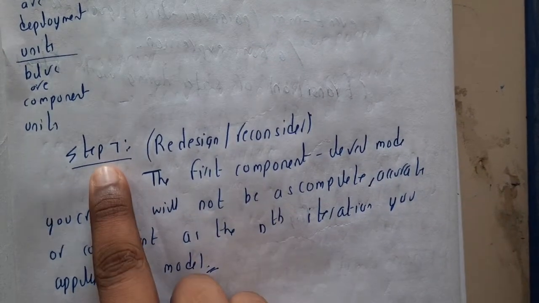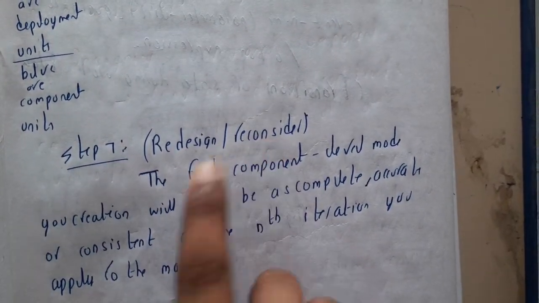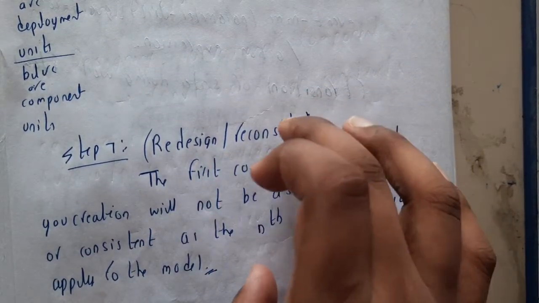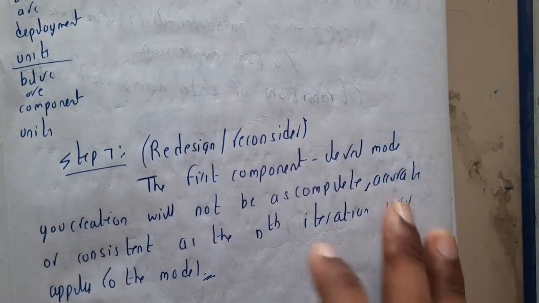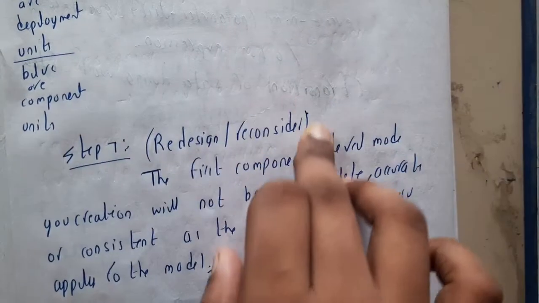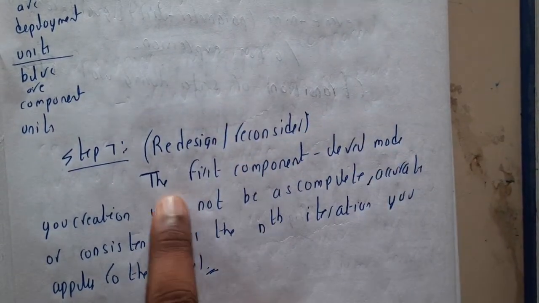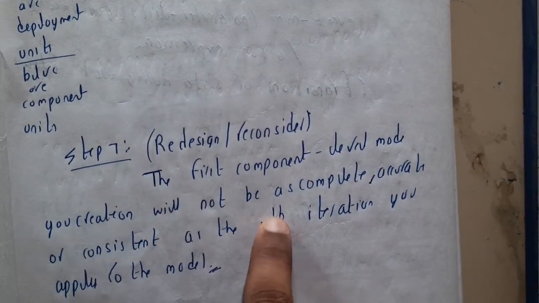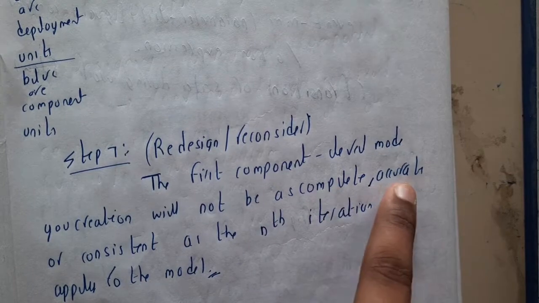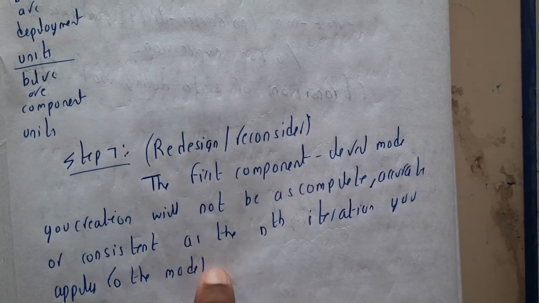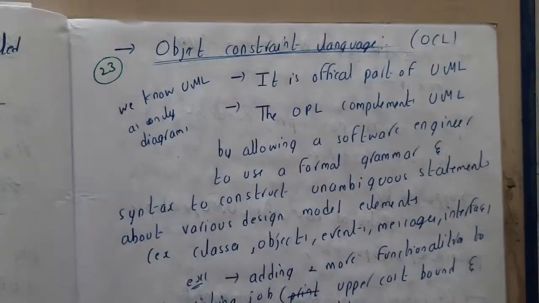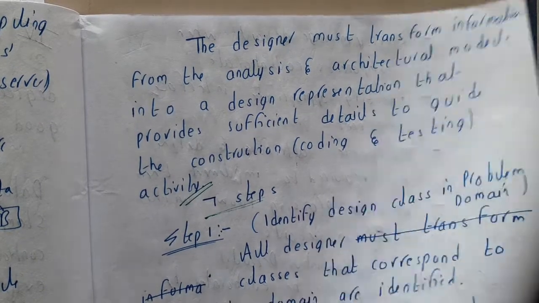Similarly, in step 5, we will be redesigning or reconsidering it. The first and final step, guys, is that if you are satisfied with the creation, you will be continuing it, or else you will be doing one more iteration, so that will be clear for you. The first component level model has been created. It will not be as complete, as accurate or as consistent as the nth iteration, so you can apply the model again. In this way it is designed, guys. I hope everyone got some basic idea about component level design, right?